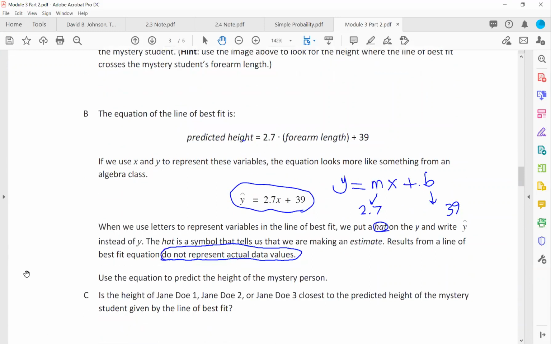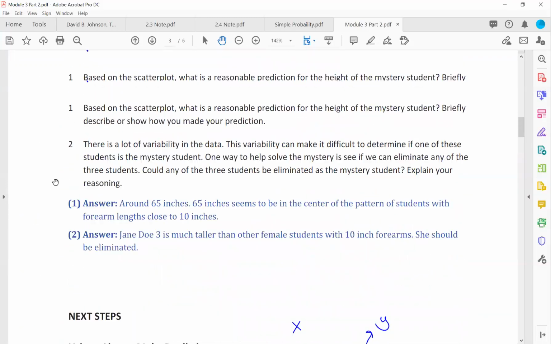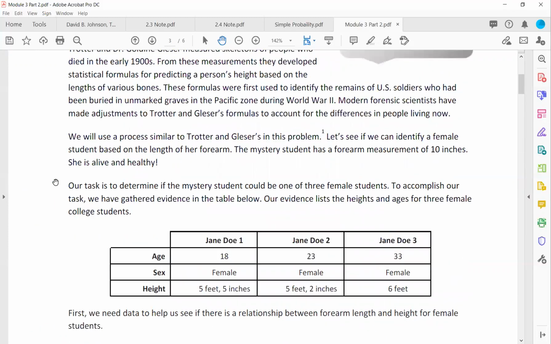Use the equation to predict the height of the mystery person. Is the height of Jane Doe 1, Jane Doe 2, and Jane Doe 3 closest to the predicted height of the mystery student given by the line of best fit? Well, let us take a look at our table, the information that was given to us.